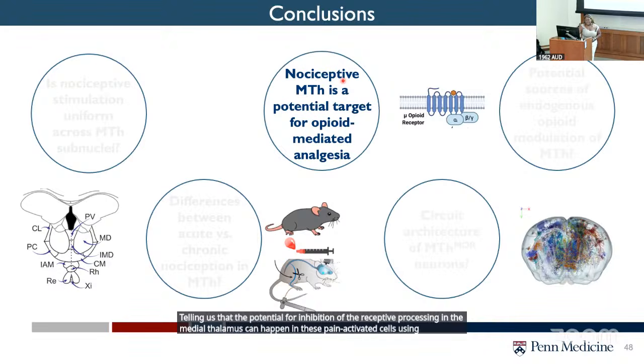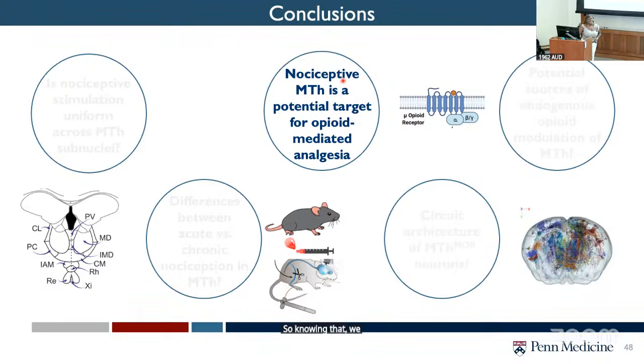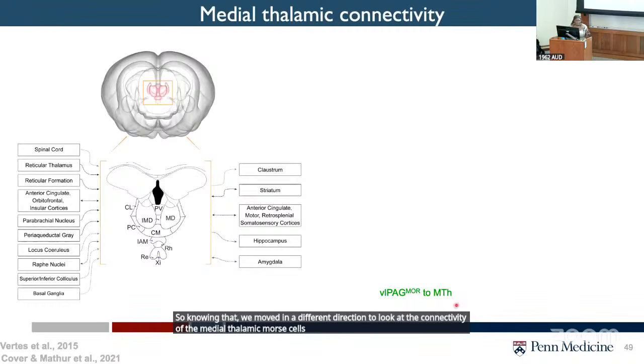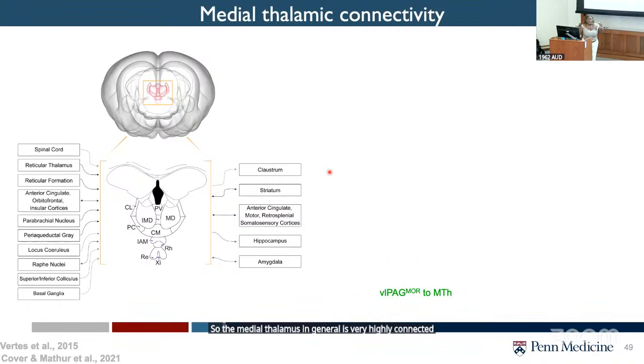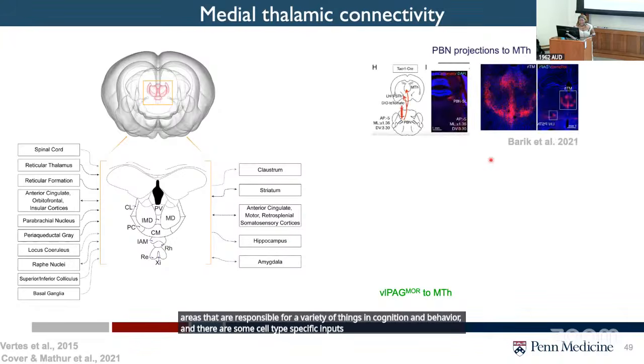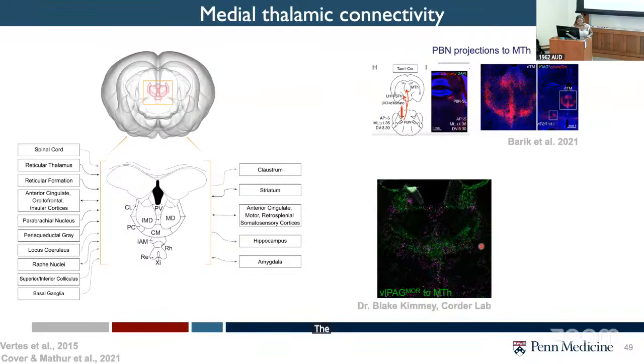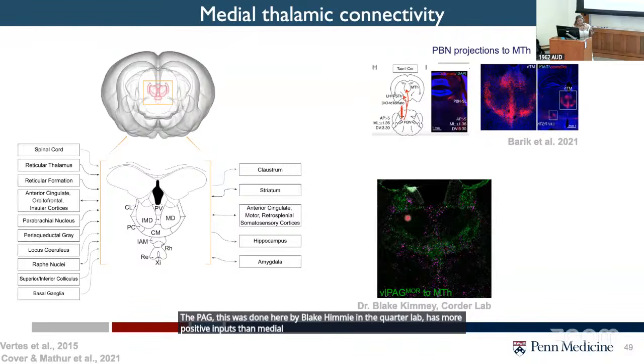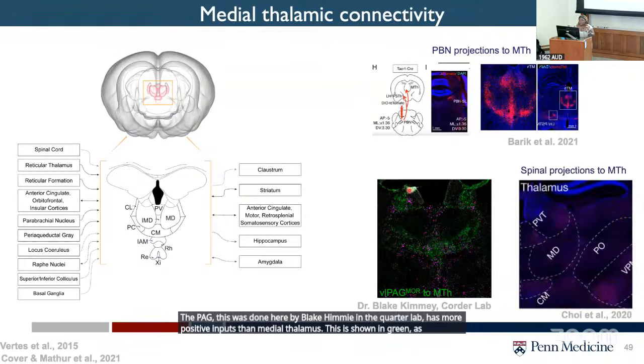So knowing that, we moved in a different direction to look at the connectivity of the medial thalamic OPRM1 cells. So the medial thalamus in general is very highly connected. It's connected to areas that are responsible for a variety of things in cognition and behavior. And there are some cell type specific inputs. For example, the PBN has TACR1 positive inputs to the medial thalamus. The PAG, this was done here by Blake Kimmy in the Corder Lab, has OPRM1 positive inputs to the medial thalamus. This is shown in green, as well as the spinal cord sending inputs to the medial thalamus.